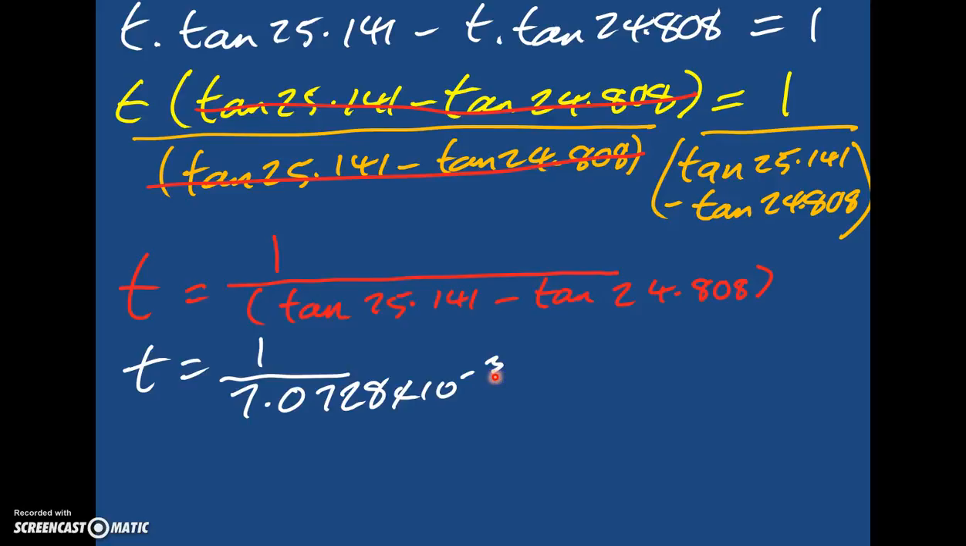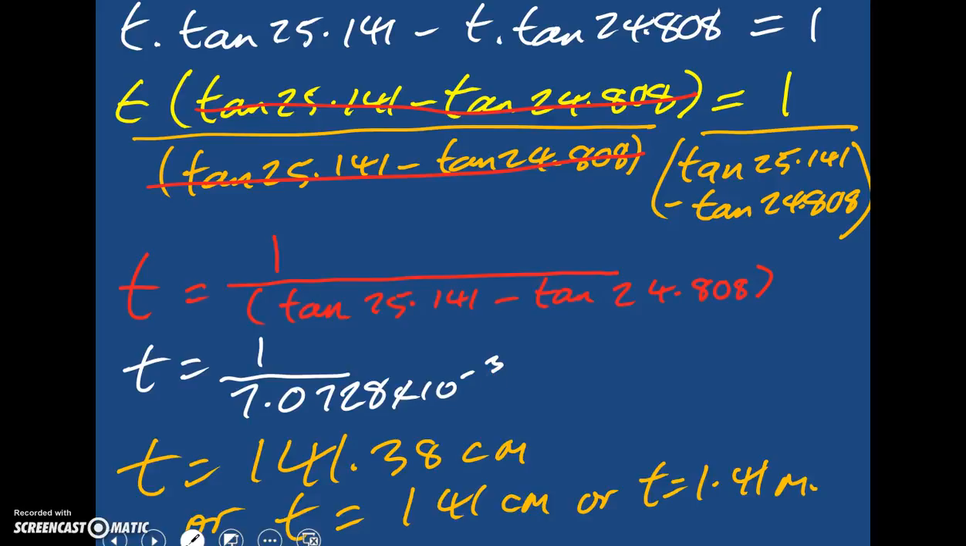And if I find the reciprocal, 1 divided by that, I get 141.38 centimeters, or 141 centimeters rounded to 3 significant figures, or 1.41 meters. And the nice thing is, that is what we wanted. I hope this has been useful.